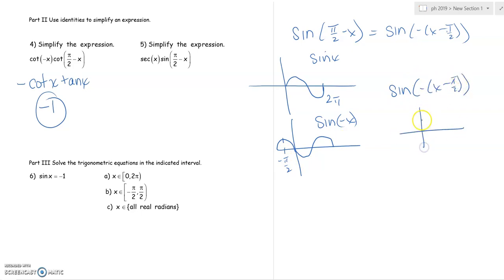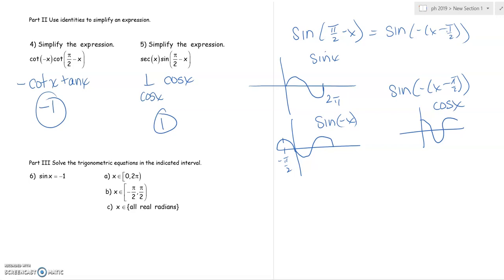Okay, because if you did, hopefully you ended up with the cosine curve. So if the secant is 1 over cos, and the sine of the quantity pi over 2 minus x is the cosine of x, you can simplify this expression to 1. Okay, let's go ahead and do part 3 now.